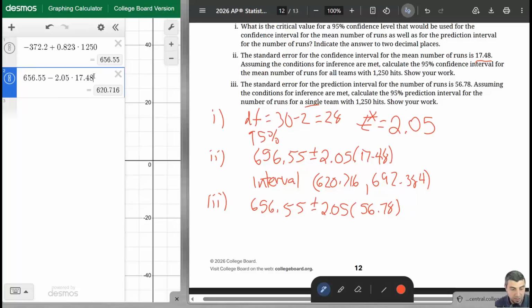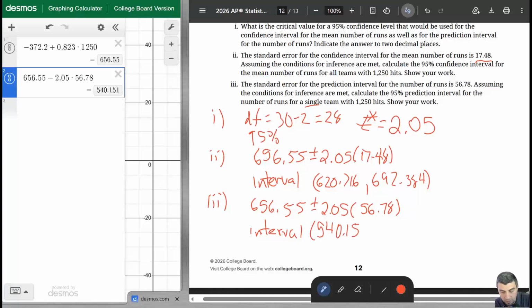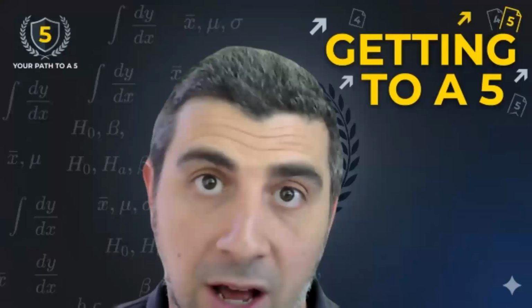Still have the values in Desmos. All I need to do is change the standard error because everything else is the same. This is going to be the lower bound of the interval, so 540.151. And then just change this to addition. And you get 772.949. And that's it.